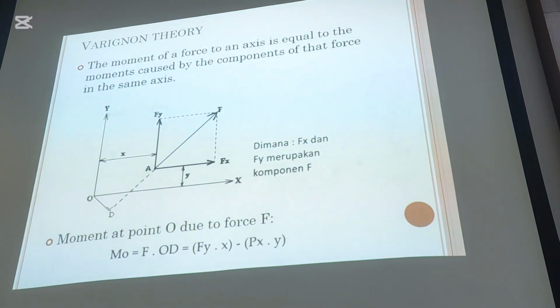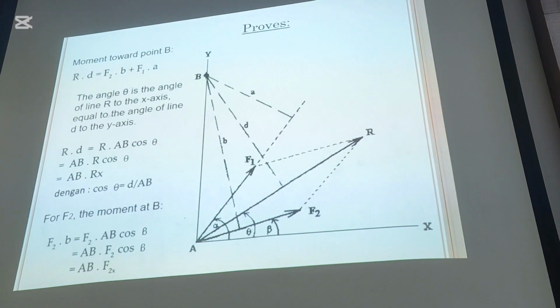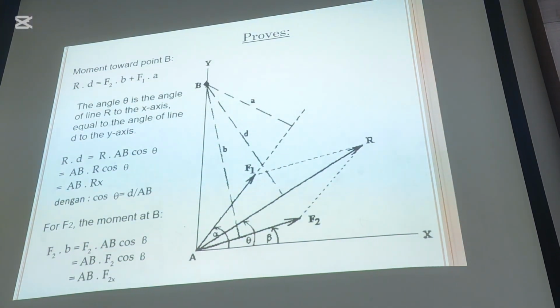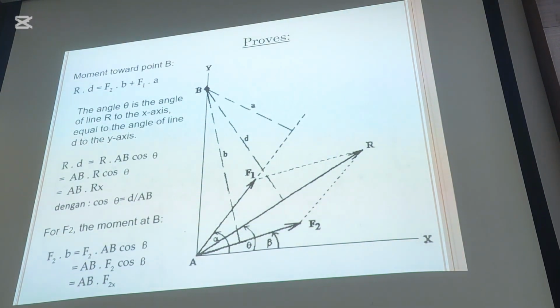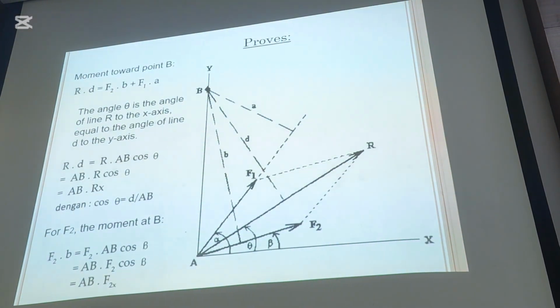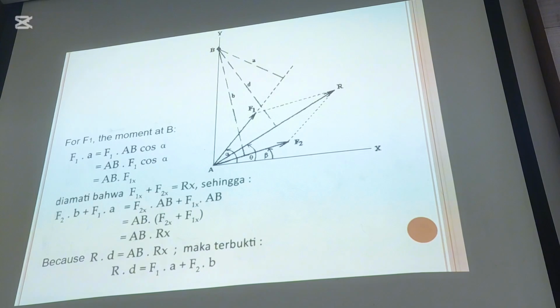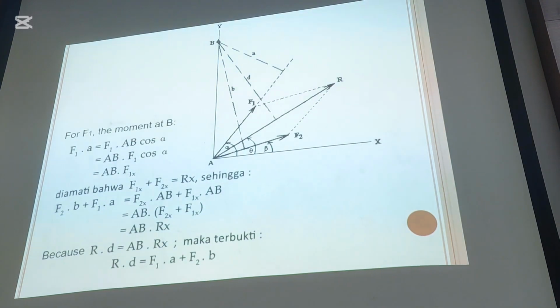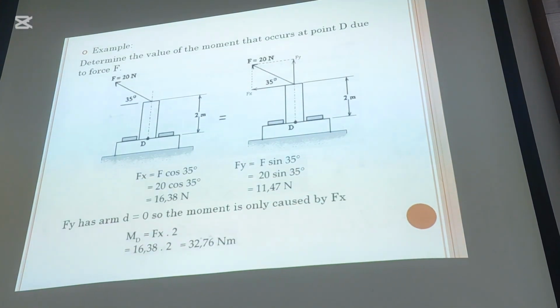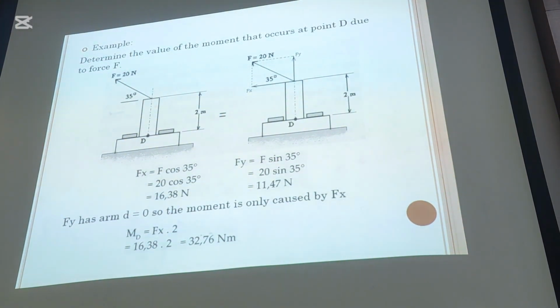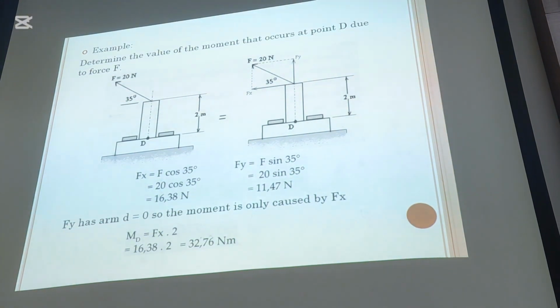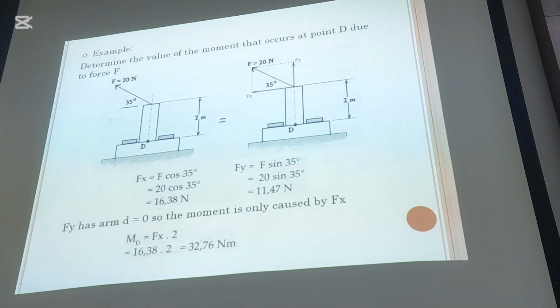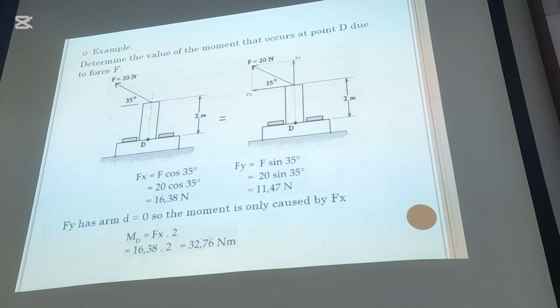This is Varignon's theorem. There is a proof, but I want to skip it for now. But you can read it. It's basically from the trigonometry principle, right? So let's now go to this example. Similar example, same as before, but now we want to decompose the F into Fx and Fy.